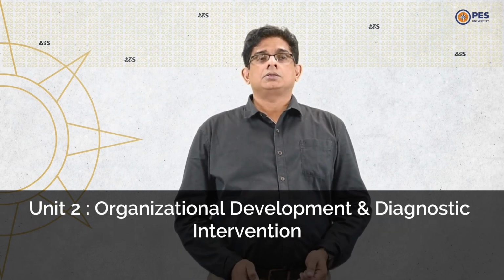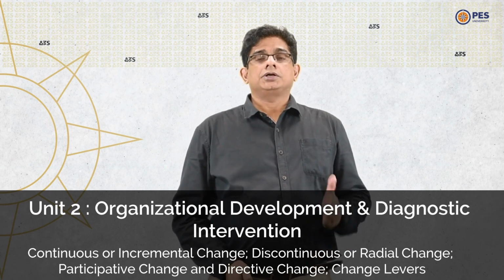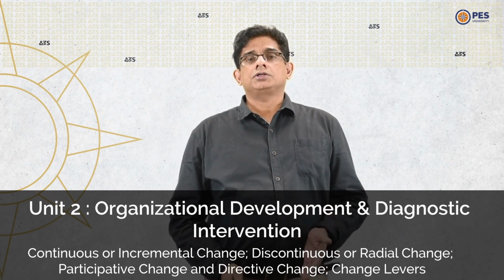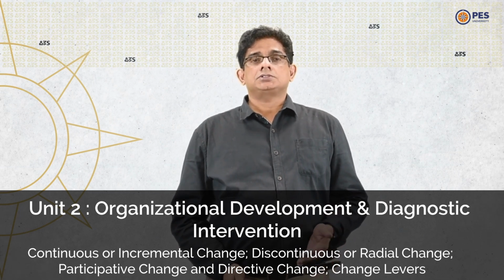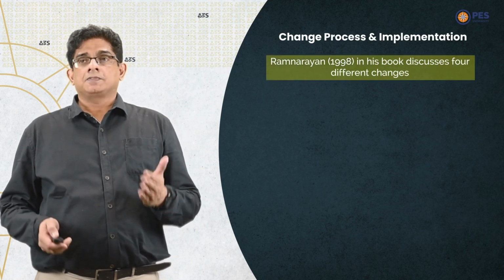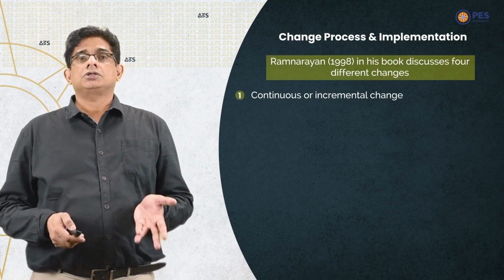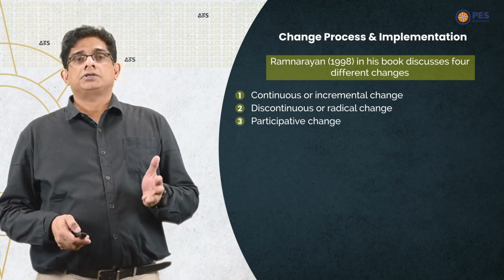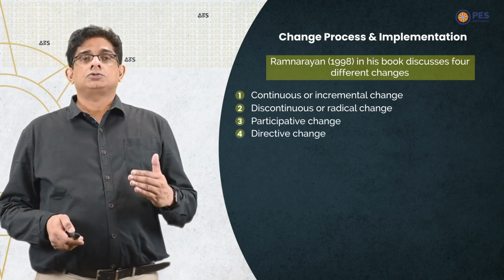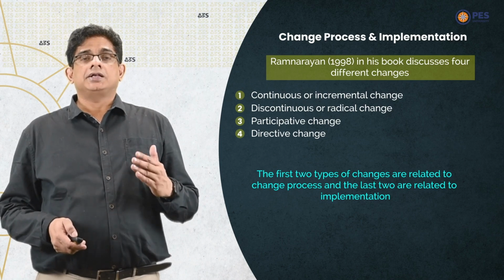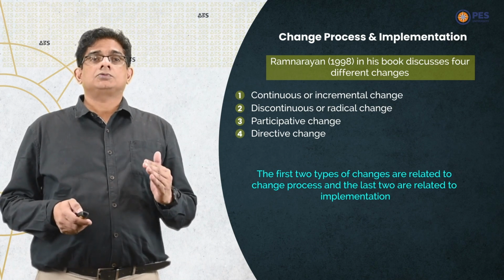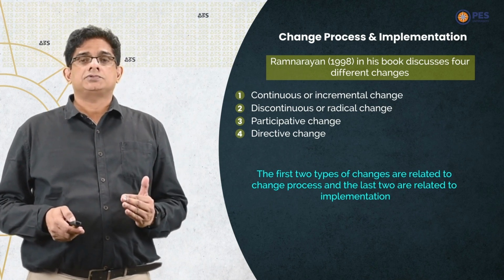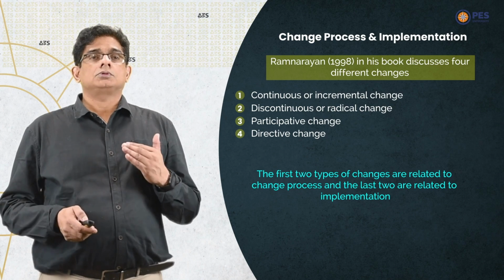The focus would be on organization change: continuous or incremental change, discontinuous or radical change, participative change and directive change, and the change lead. Ram Narayan, the scientist, in his book, had discussed four changes: continuous or incremental change, discontinuous or radical, participative change, directive change. Now, the first two, continuous and discontinuous, are related to the change process, and the last two, participative change and directive change, are related to the implementation.